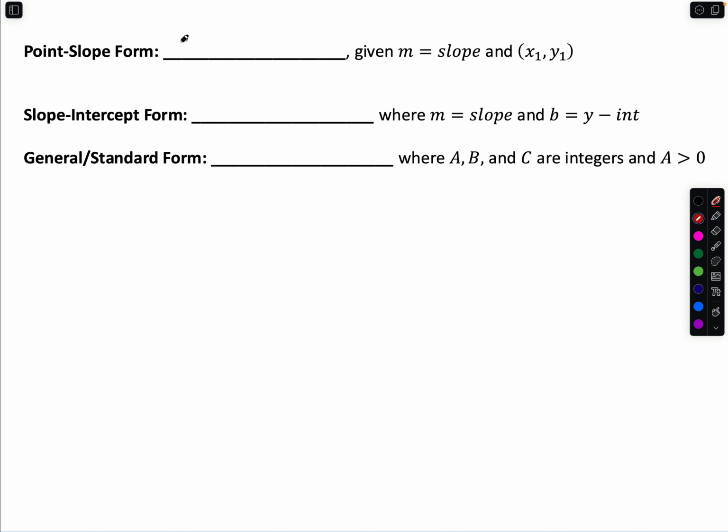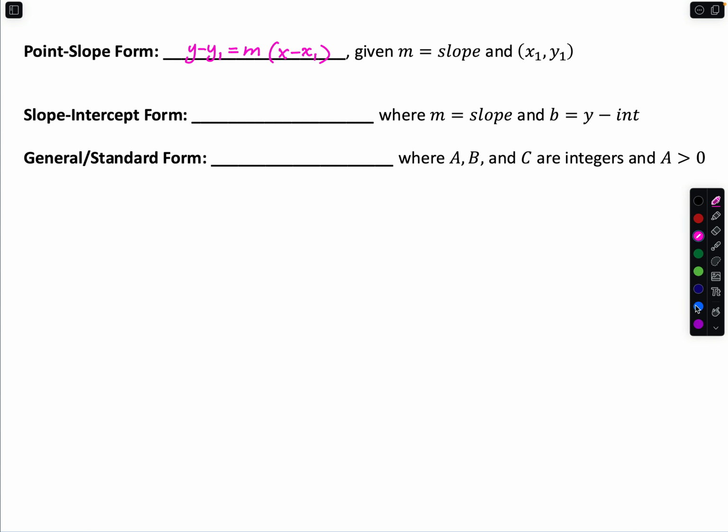And point slope form looks like this. So we would have y minus the y coordinate of the given point equals your slope times x minus the x coordinate of your given point. So when you're trying to write an equation in point slope form, you would basically be filling in this piece of information, this piece of information, and that piece of information from what they give you there.